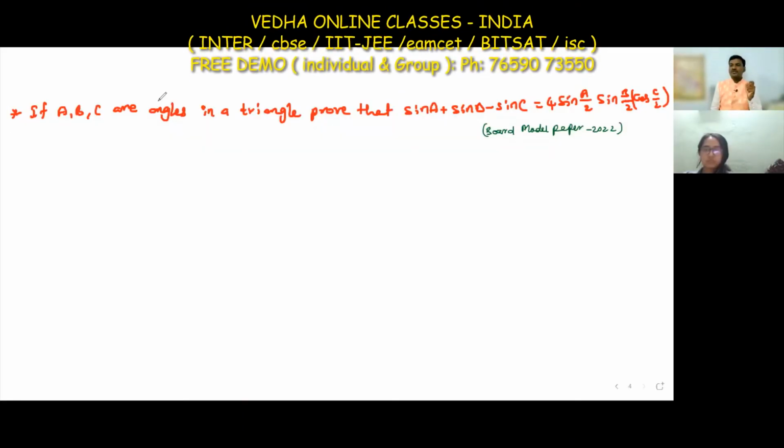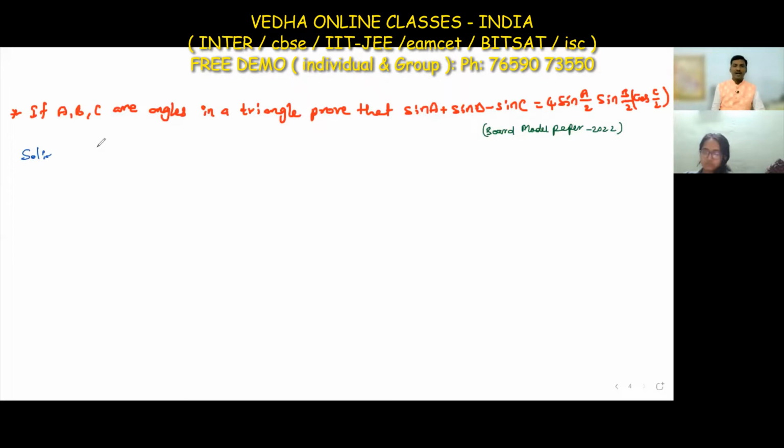This is the most important LAQ, and this question is given in the 2021 model paper as well as the 2022 model paper. Here, if A, B, C are angles in a triangle, prove that sin A plus sin B minus sin C is equal to 4 sin A by 2 sin B by 2 cos C by 2. So what is given in this question?